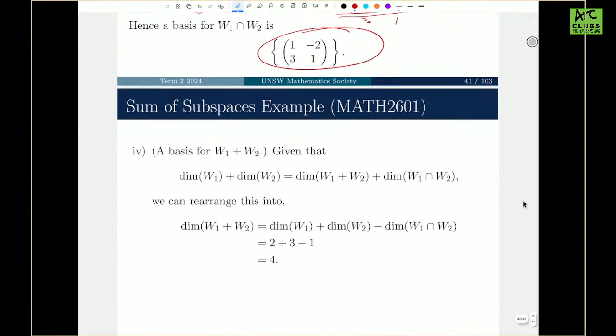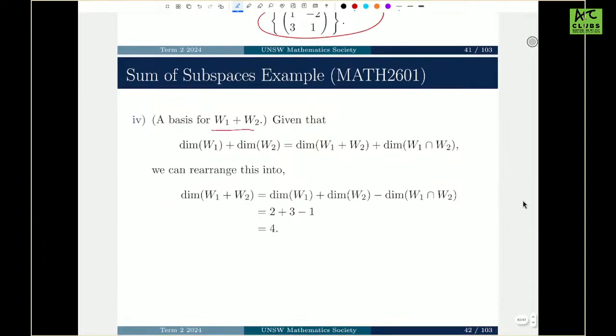Just a reminder for question 4, we want a basis for W1 plus W2 that already contains our basis for W2. So we use this fact from earlier to know that the dimension of W1 plus W2 is 2 plus 3 minus 1, because remember, we calculated these 3 dimensions in the previous 3 steps by finding the bases. So we just get that it's 4. So we only need one more vector to add to our already existing basis for W2.